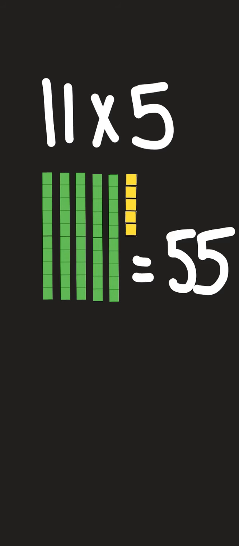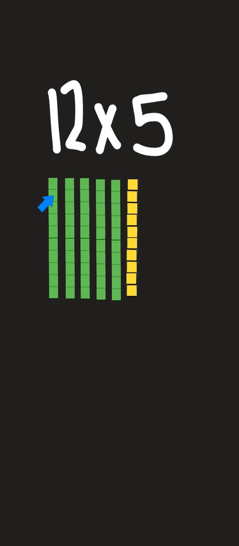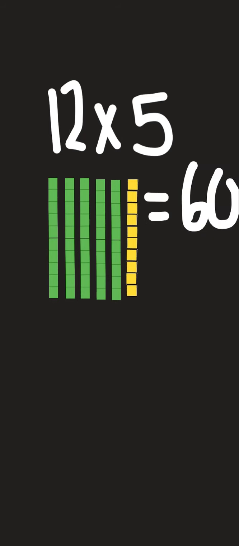Did you get it right? 12 times 5, 5, 10, 15, 20, 25, 30, 35, 40, 45, 50, 55, 60. So 12 times 5 is 60. And as you can see, I could replace my two fives here with a green tens block as well.